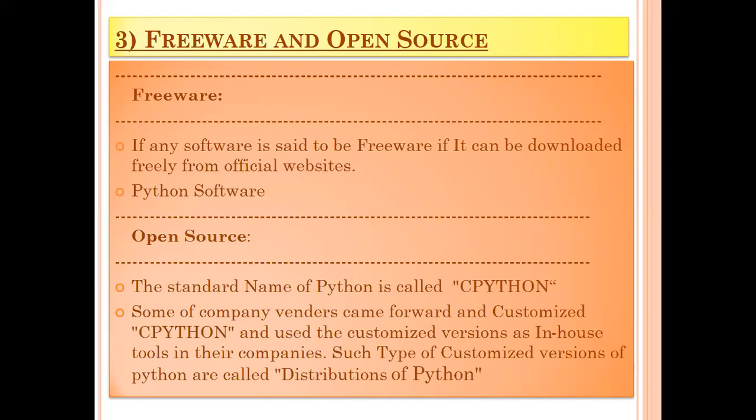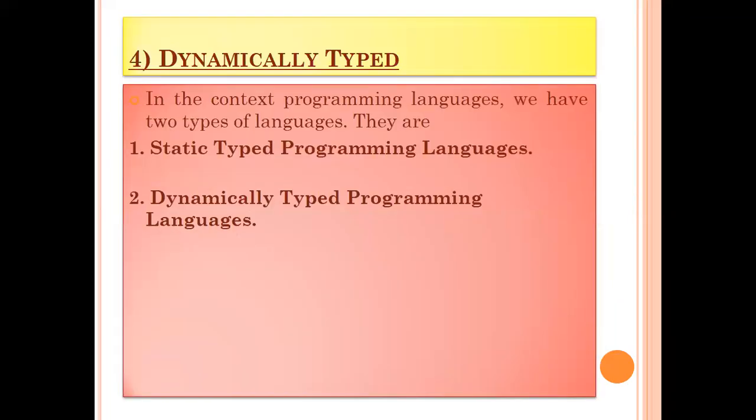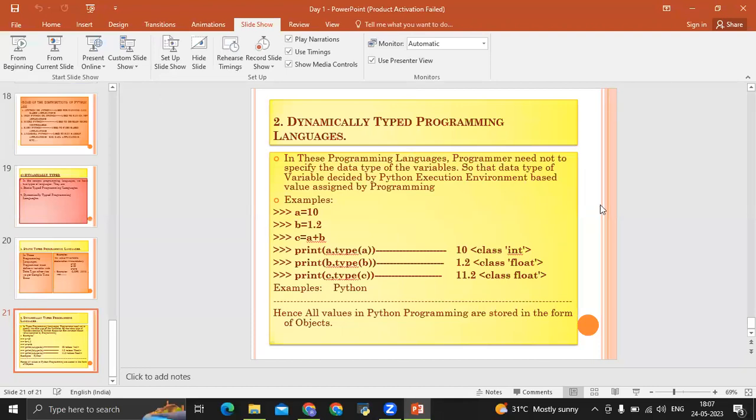As I told you yesterday also, the standard name of Python is CPython. Customized versions of Python are called distributions of Python, such as Jython, IronPython, MicroPython, RubyPython, and Anaconda Python, and we have many others also. We also discussed how this language is dynamically typed. Hope you have understood what we discussed yesterday.